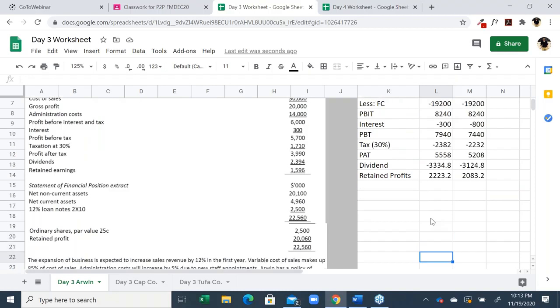So do we have opening retained earnings? Yes, we have last year's retained profit of 20060, right? So we pick up this opening retained earnings figure of 20060 in both cases, and the retained earnings ending balance will be this plus this. That's it.